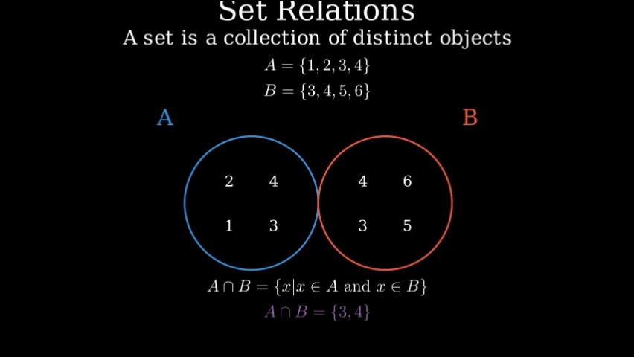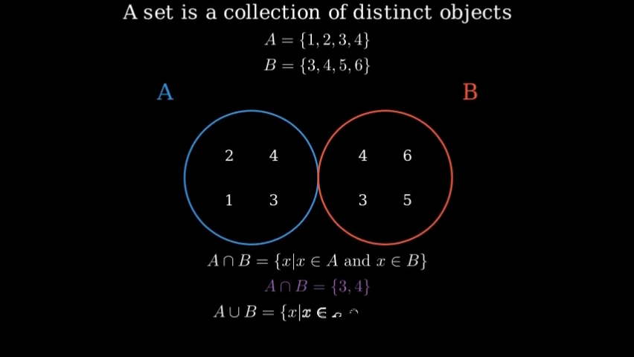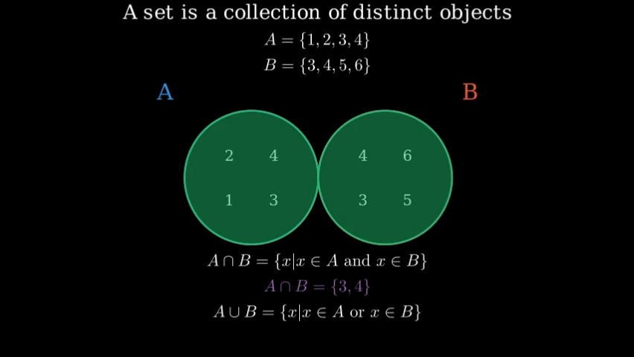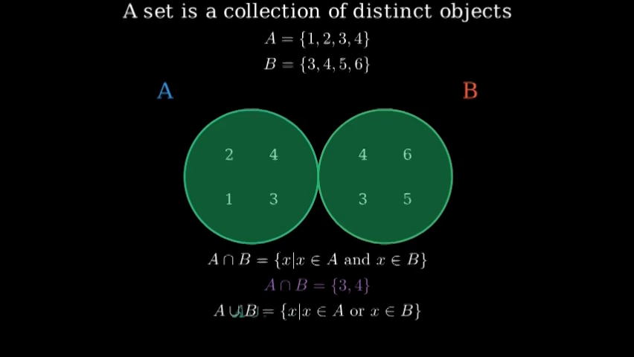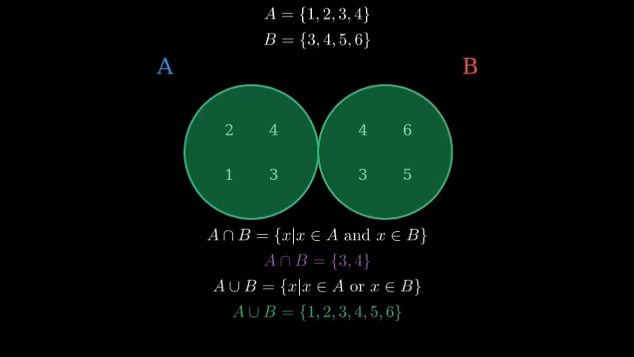Next, let's look at the union of sets. The union of two sets, written as A union B, consists of all elements that are in either set A or set B or both. In our Venn diagram, the union is represented by the entire colored region of both circles. For sets A and B, the union contains the elements 1, 2, 3, 4, 5, and 6.